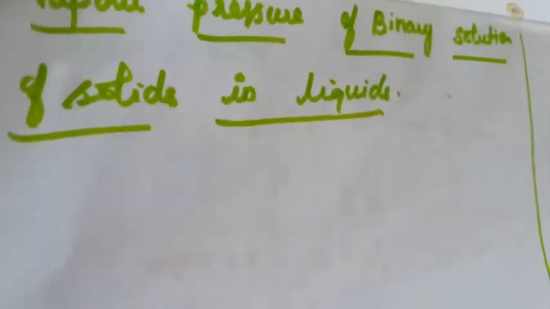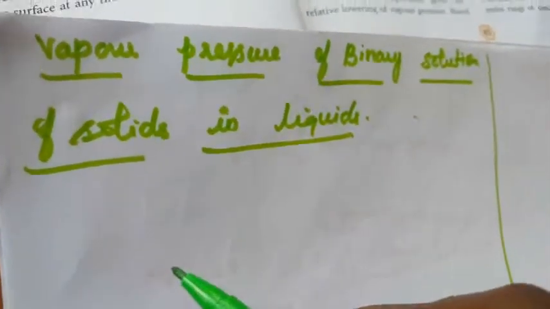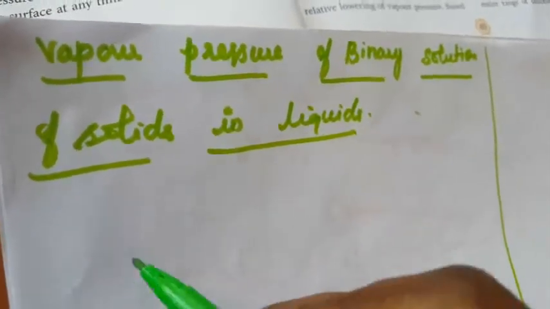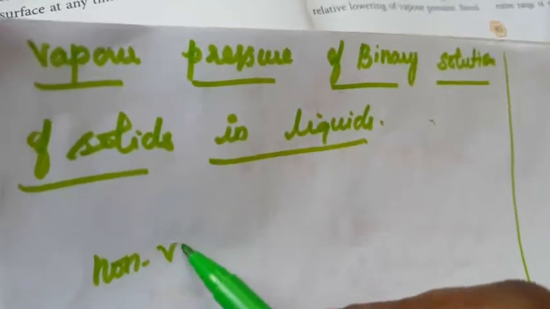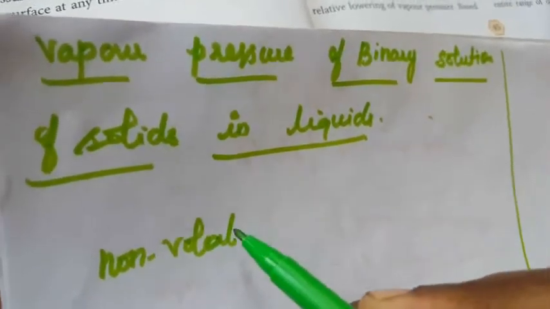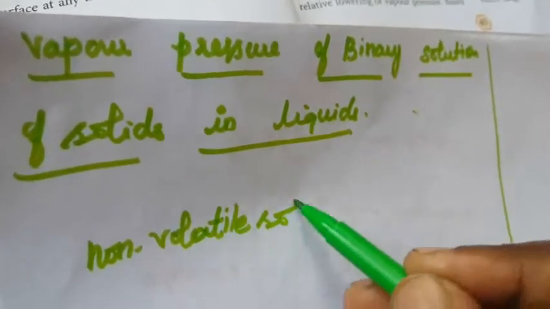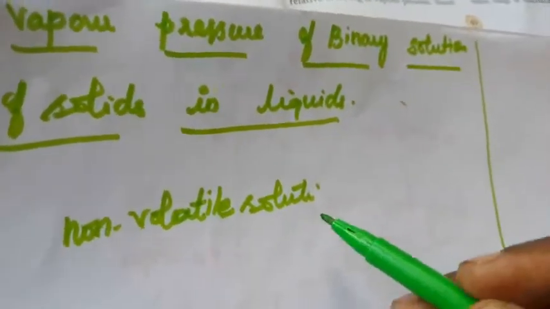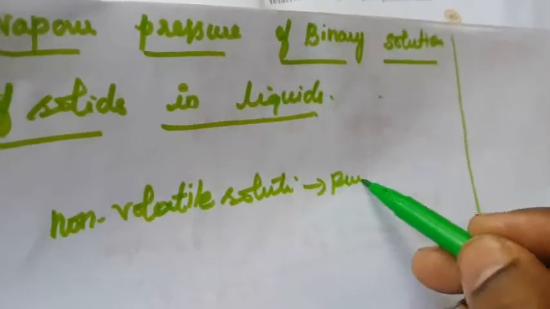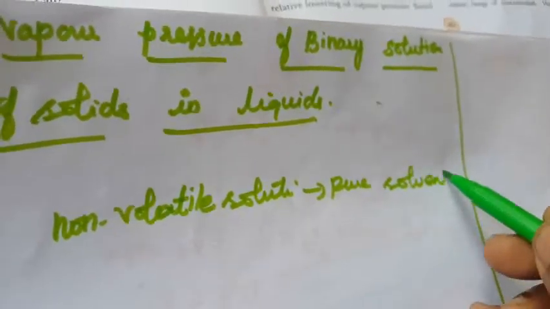Okay, next we are going to see the vapor pressure of the binary solution of solids in liquid. First, what is the vapor pressure of the binary solution? We are taking a non-volatile solute dissolved in a pure solvent. What is meant by non-volatile? Non-volatile solute is not easily evaporated. So when a non-volatile solute dissolves in a pure solvent, the vapor pressure of the pure solvent will decrease.